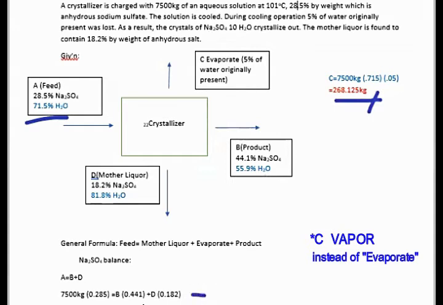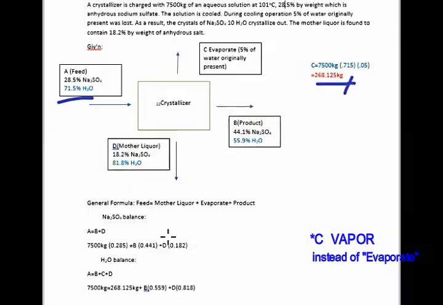Next, we're going to account for the water that goes out. We have already accounted for the water that went out to the evaporate. Now we're going to account B and D, including C. So 7,500 multiplied by 0.715 is equal to 268.125 kilograms, that is the water going out as evaporate, plus B multiplied by 0.559, plus D multiplied by 0.818. So same as the first equation, we also have two unknowns for this one.